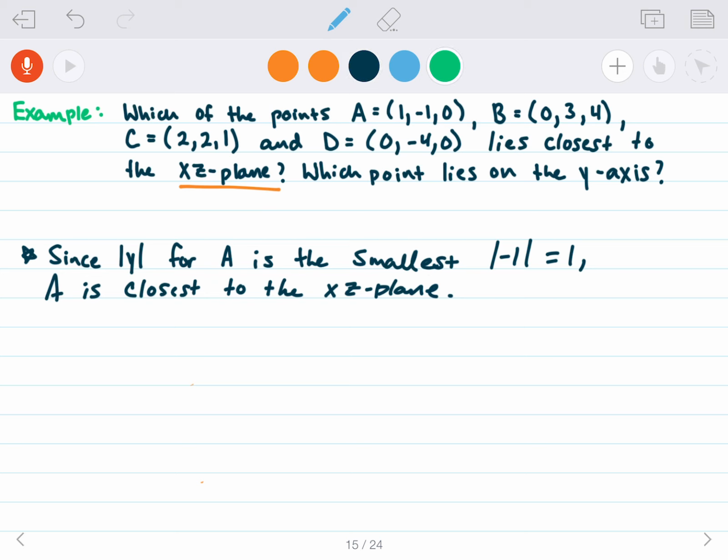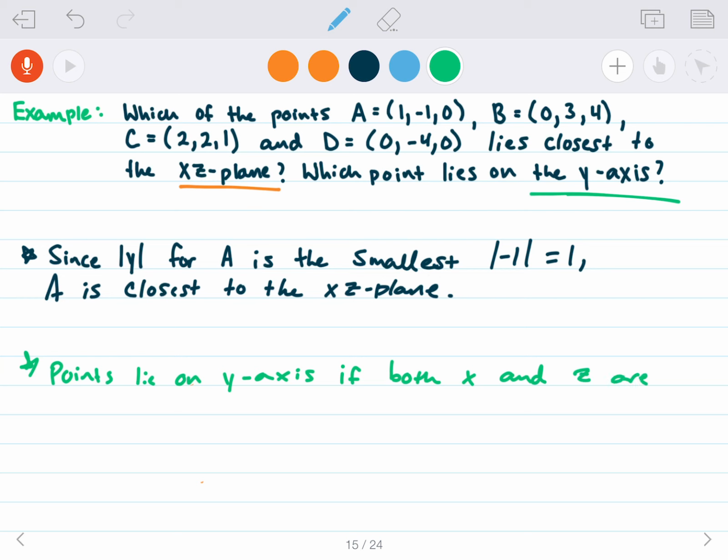The second question was, which points lie on the y-axis? Points lie on the y-axis if both x and z are 0, right? Because think about 2 dimensions. I always go back to the 2-dimensional case when we had x and y. If something was on the x-axis, y was going to equal 0, right? Well, in this case, something's on the y-axis if both x and z are 0. And so this only occurs at point D.